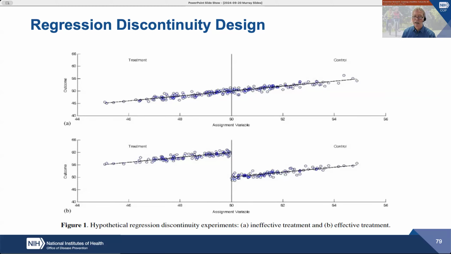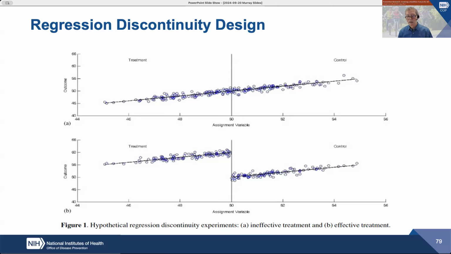The relationship between the assignment variable and the outcome is the same in treatment and control. In the lower panel, we have an effective treatment. So we see the pattern in the control arm is just as it was in the upper panel, but the pattern in the treatment arm is different. The whole line is shifted up. Everybody did better. So this is one of several different kinds of treatment effects that you can see in regression discontinuity designs. The intervention effect is estimated as the difference at the cut point between the two lines.